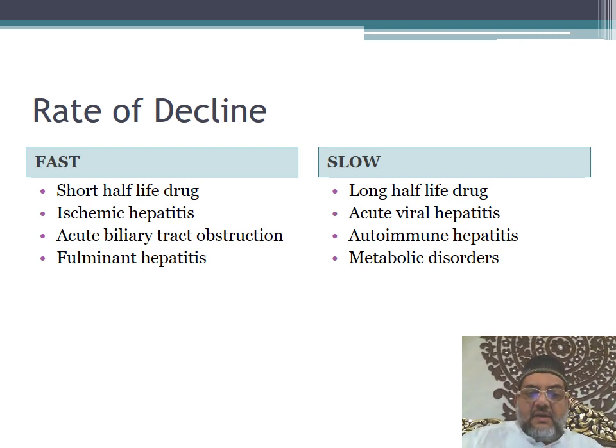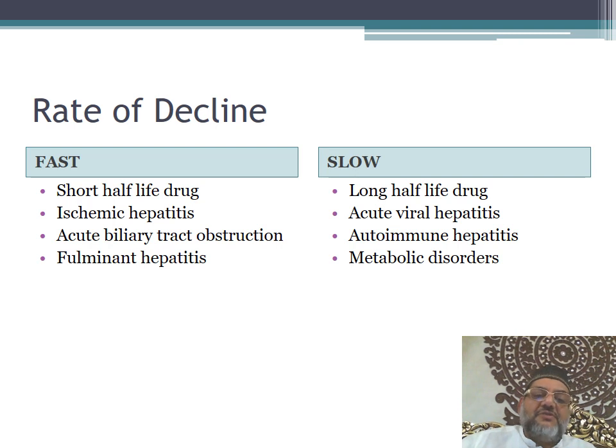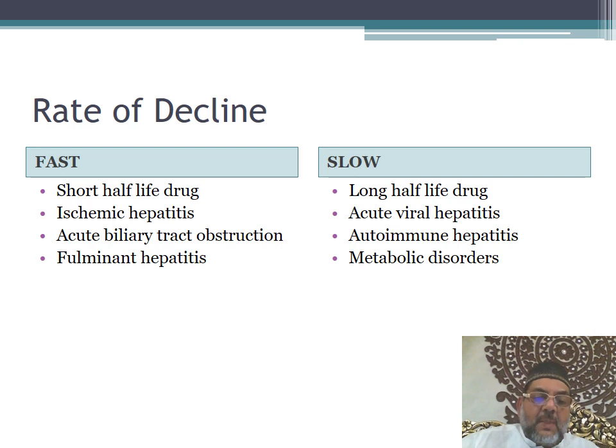Rate of decline could be fast when a drug which has got a short half-life has damaged the liver. If the patient has developed a coronary event or some ischemia to the liver secondary to some vascular disease, and then the revascularization has been done, an acute biliary tract obstruction which has been relieved with the intervention, fulminant hepatitis.